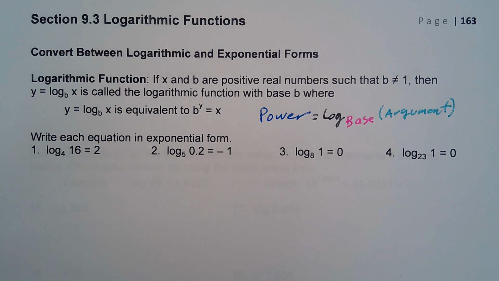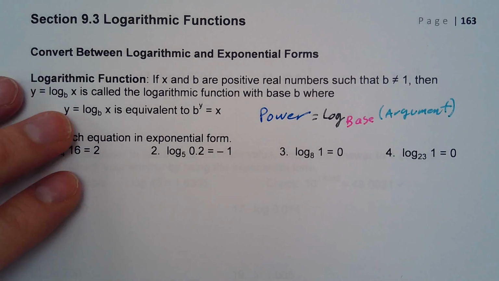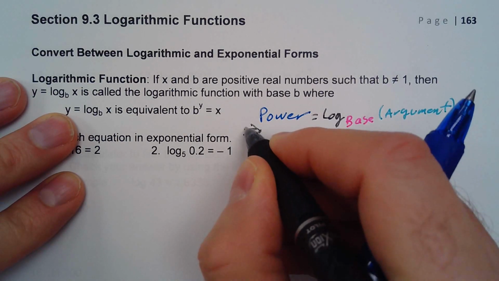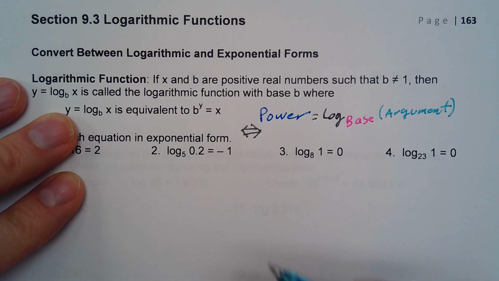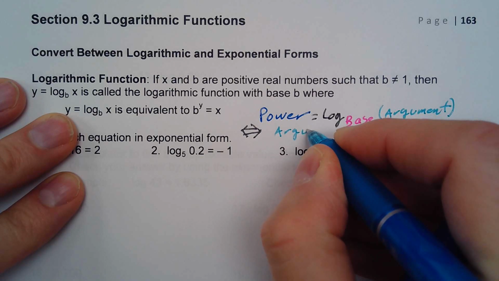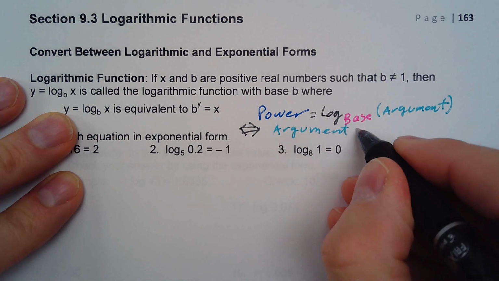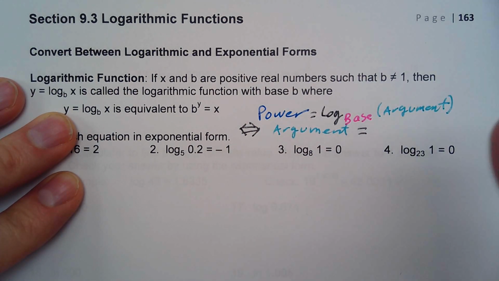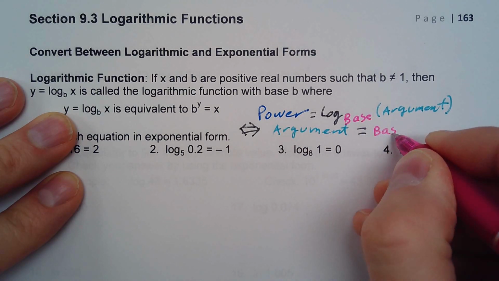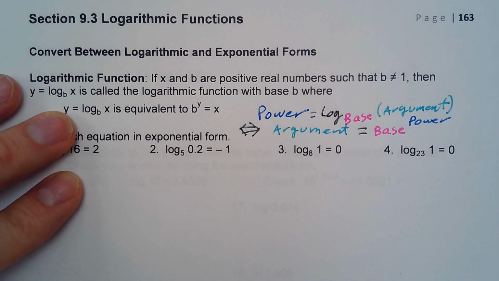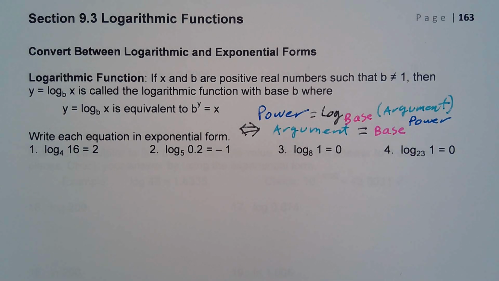So that is the log form, and then we want to convert this to exponential form. For exponential form, it's going to be argument equals base to a power. And we want practice going between both forms. Now we're not trying to solve this. All we're trying to do is rewrite it in the other form.